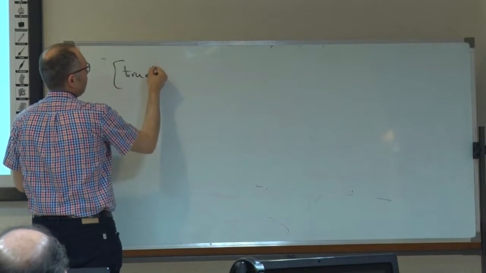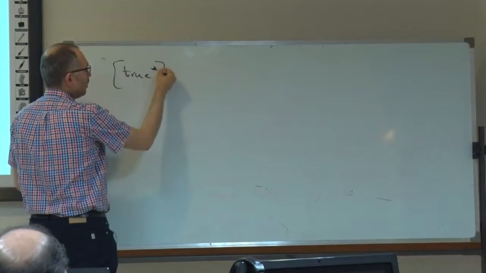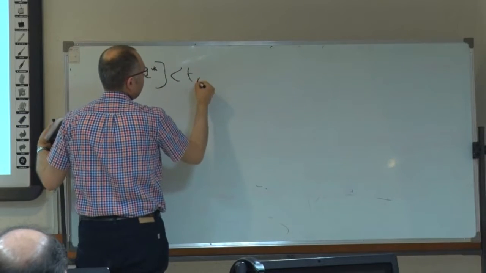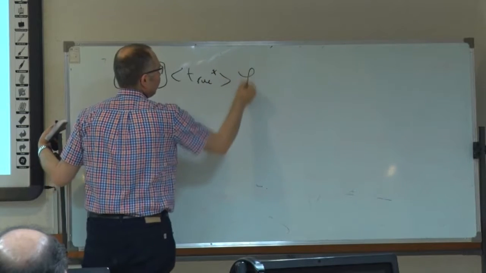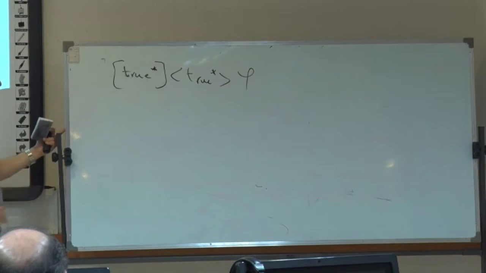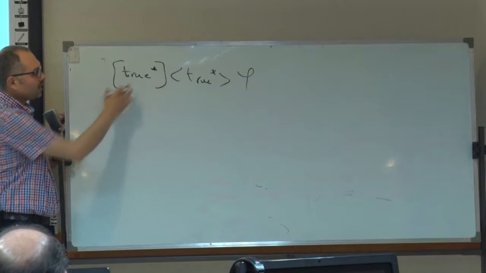Box true star. Diamond true star. Very good. That's a very good approximate of this. However, so what does this say?